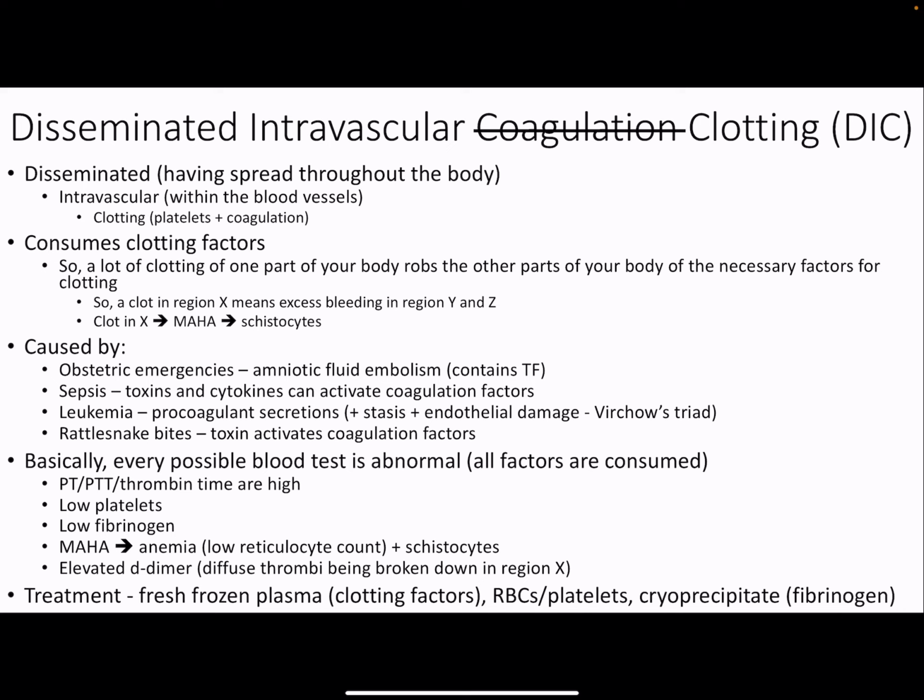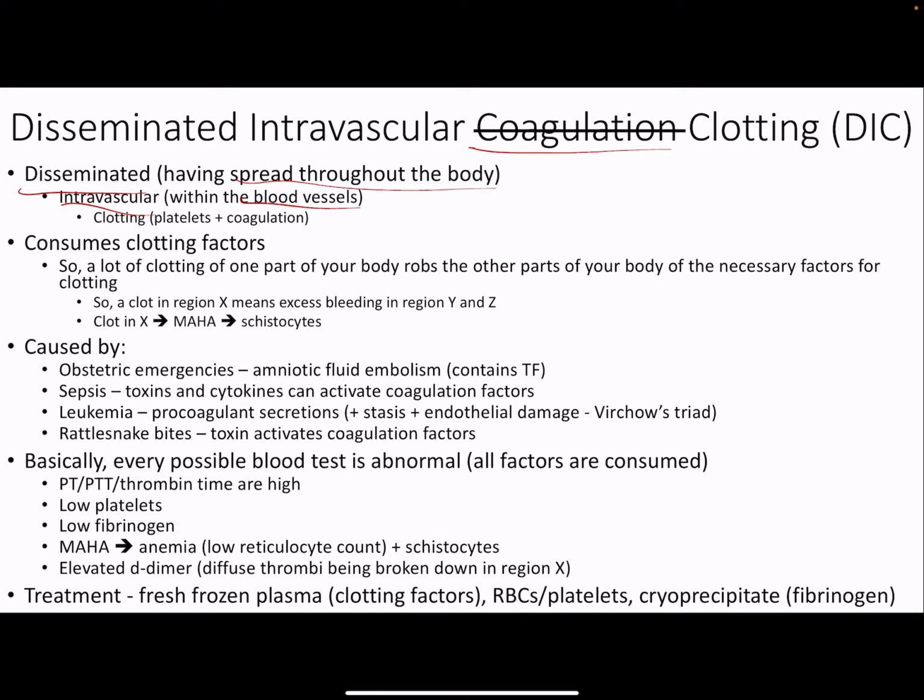So disseminated, just meaning that it's spread throughout the body. Intravascular, because it's within blood vessels. And I actually don't like to think of it as coagulation, although the term is intravascular coagulation. I think of it as clotting, because clotting kind of encompasses primary and secondary hemostasis, platelets, and coagulation. So this consumes a lot of clotting factors.